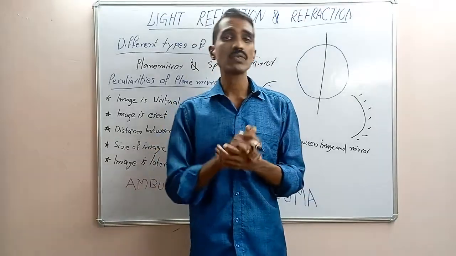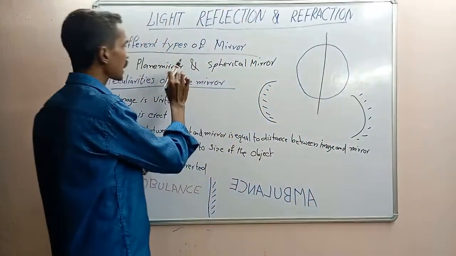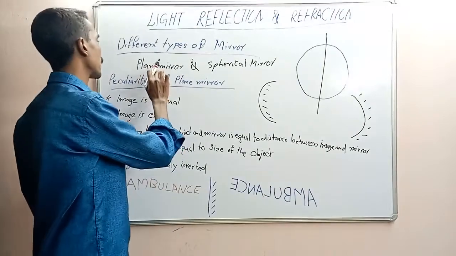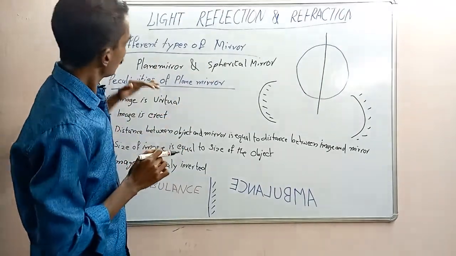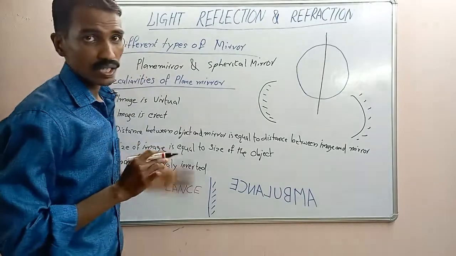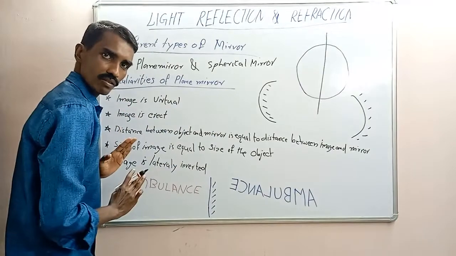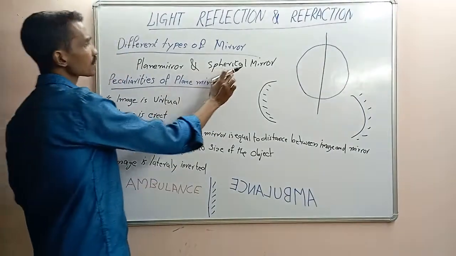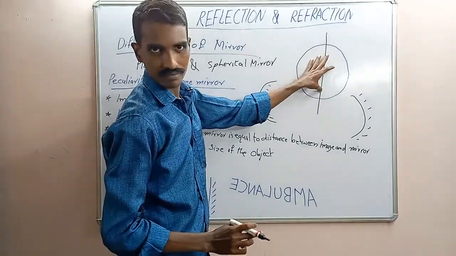Different types of mirrors. There are mainly two types of mirrors: plane mirrors and spherical mirrors. Plane mirror, we already know about, a plane surface. But spherical mirrors come from the sphere.